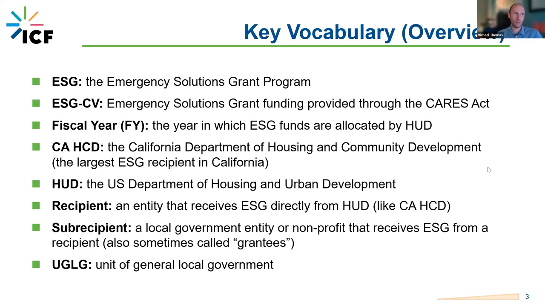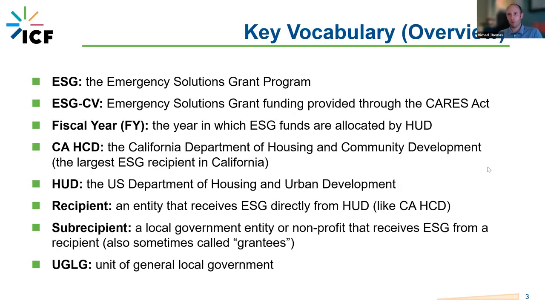ESG is the Emergency Solutions Grant Program. ESG-CV is money that was made available through that same program through the CARES Act. So it's a special allocation of the ESG program. FY is the fiscal year. That is the year in which ESG funds are allocated by HUD. CAHCD is California Department of Housing and Community Development. They are the largest ESG recipient in the state.